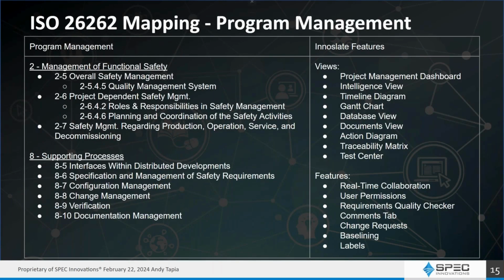So first we have the program management phase here. And on the ISO side, I think there are certain elements I picked out that would synergize well with Innoslate's features. So we can see in part 2, we have the management of functional safety. And under that, we have more elements here: overall safety management, project-dependent safety management regarding production, operation, service, and decommissioning. And there's a couple of sections of part 8, supporting processes, such as the interfaces within distributed developments, specification and management of the safety requirements, change and configuration management, verification, and documentation management.